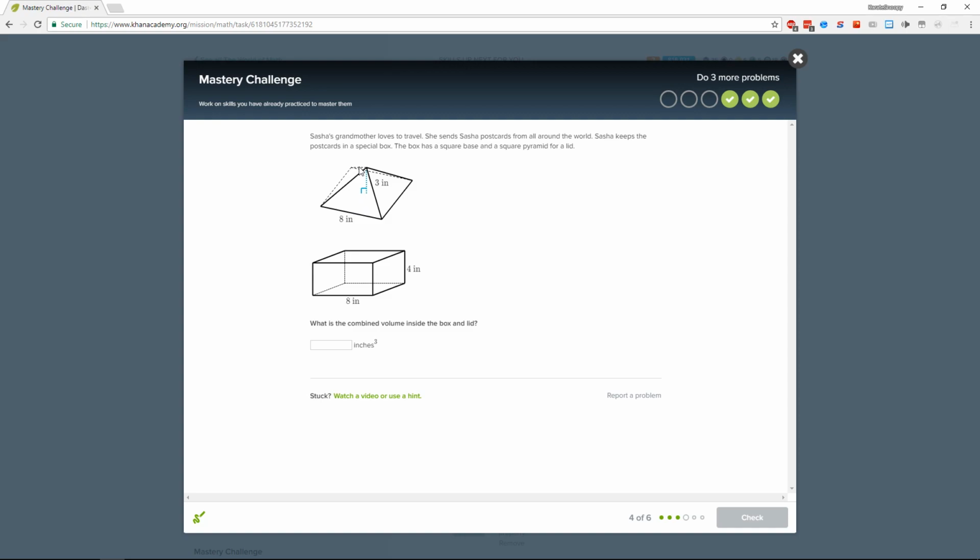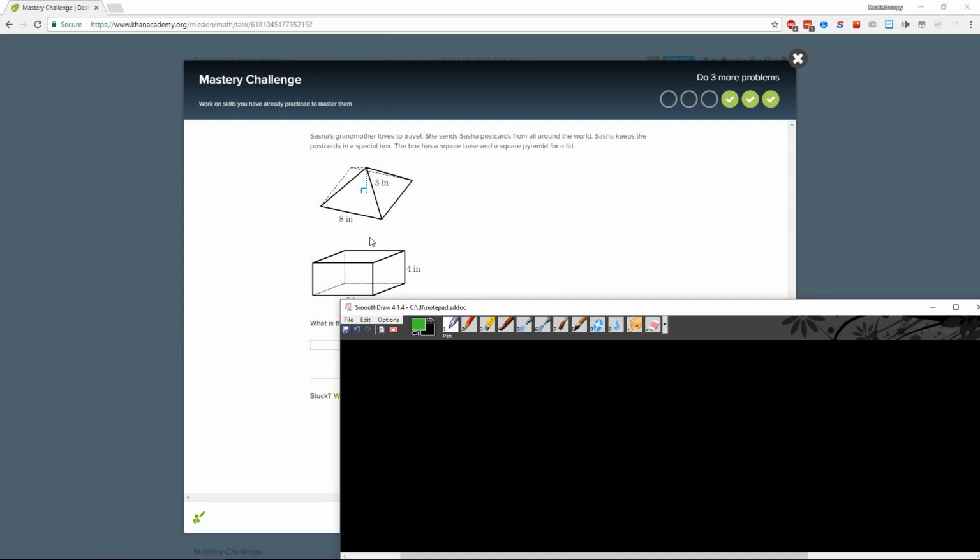Loves to travel, sends postcards all over the world. Special box. Has a base square and a pyramid for a lid. What is the combined volume? Let's see, that's 16 times 2. It's 32. Wait. Let's do this a bit better. 8 times 4. That is 16 plus 16. That's 32.